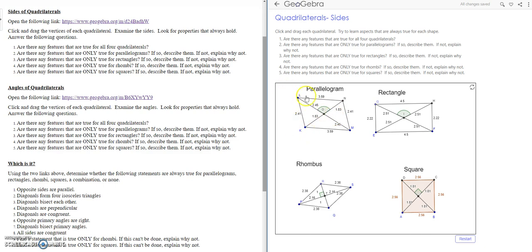So then we look at something that's only true about a rectangle. Well, we'd say, oh, maybe it's that the diagonals are congruent to one another, because that's not true about the parallelogram. It's not true about the rhombus, but it is true about the square, because a square is a special type of rectangle. So anything that's true about my rectangle is true about my square as well.